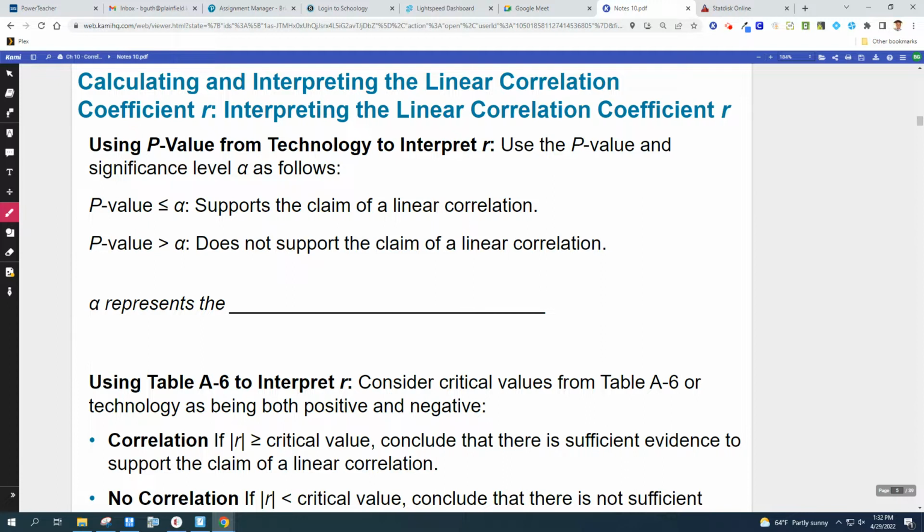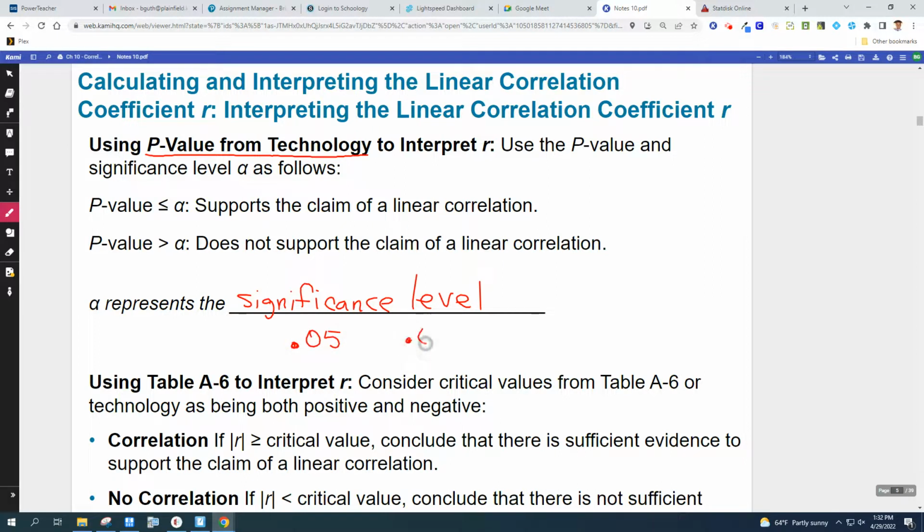Calculating and interpreting the linear correlation coefficient. We can find this p-value, and the p-value is pretty easy to find using our technology. But alpha represents the significance level. A lot of the times that will be 0.05.